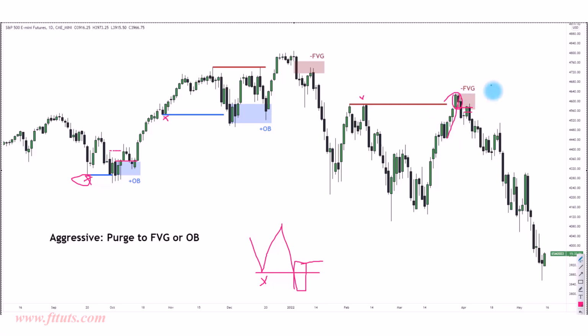I labeled that one wrong. Here we have a purge above the highs. If we see a gap print, we can take the fair value gap as an entry, and a conservative person would wait for that to break. But an aggressive person, if they see a purge and then a fair value gap, they take that fair value gap right away.